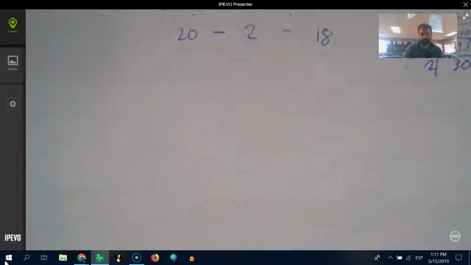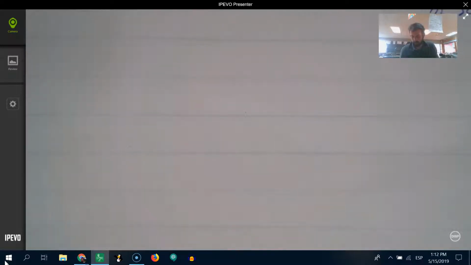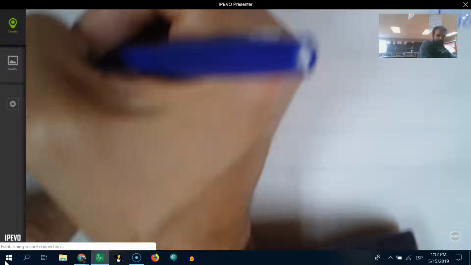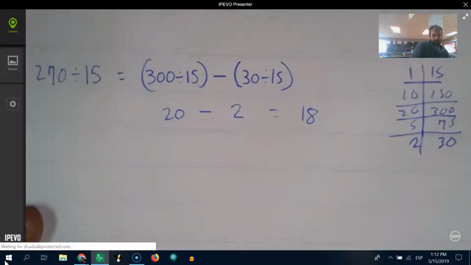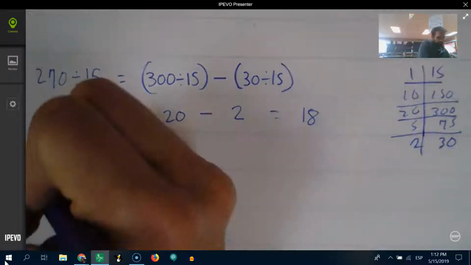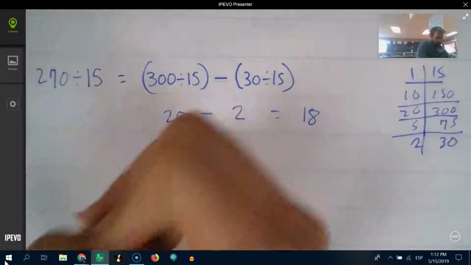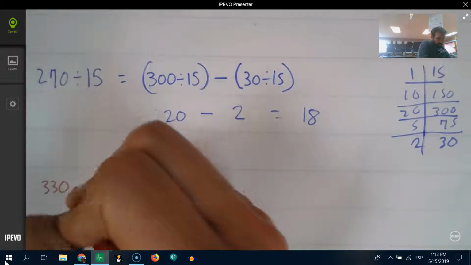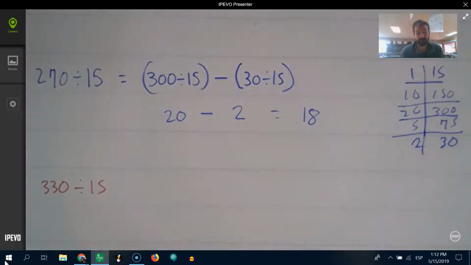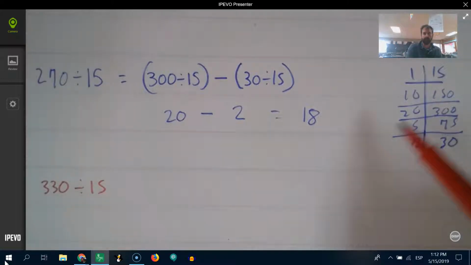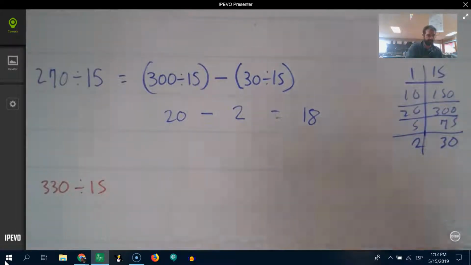Okay, let's see what else we have in store. Are you ready? What about here? Here, I'll even leave this up here for you to look at. What about here? I'll change color. 330 divided by 15. Okay, pause it. See if you can do this one. Pause it. Remember, look over here too. Think about this. Okay, we're back.